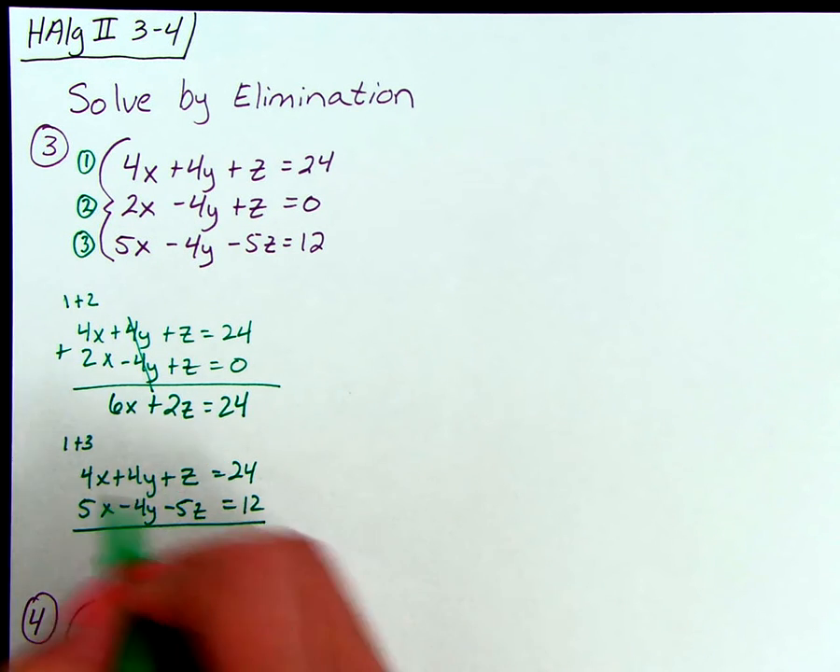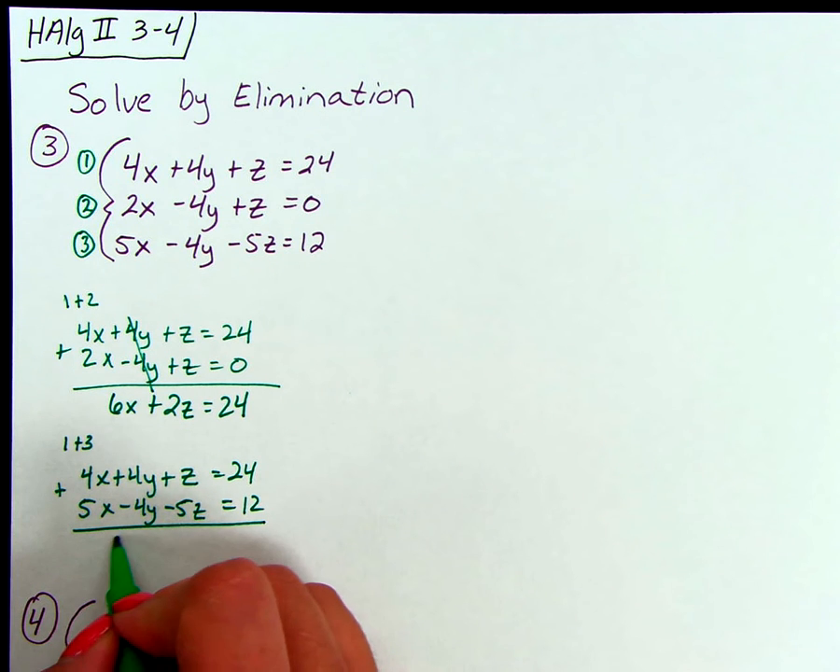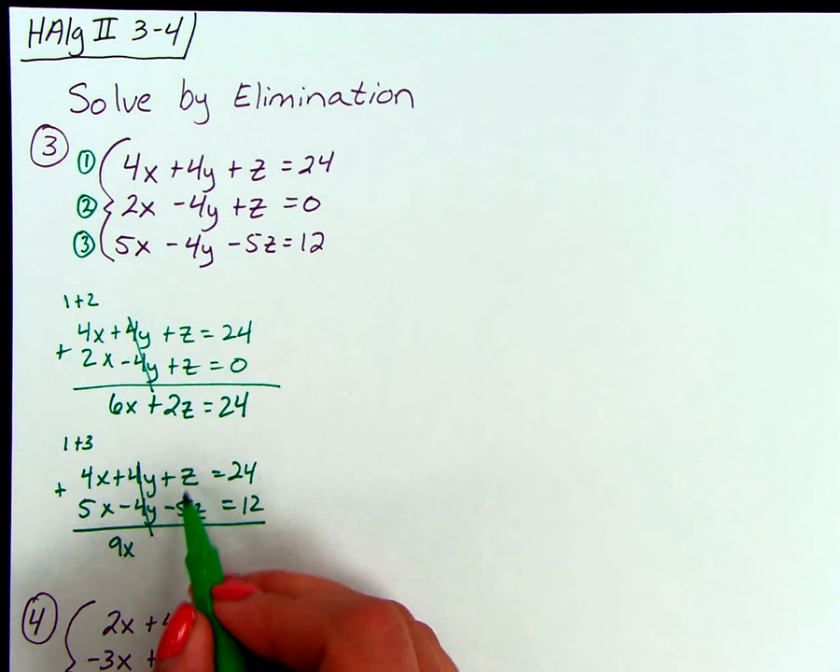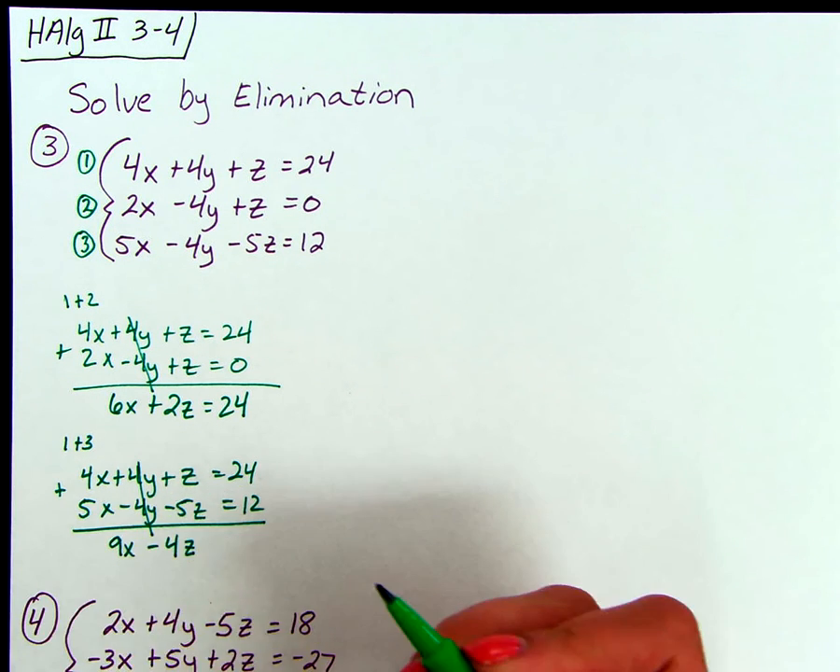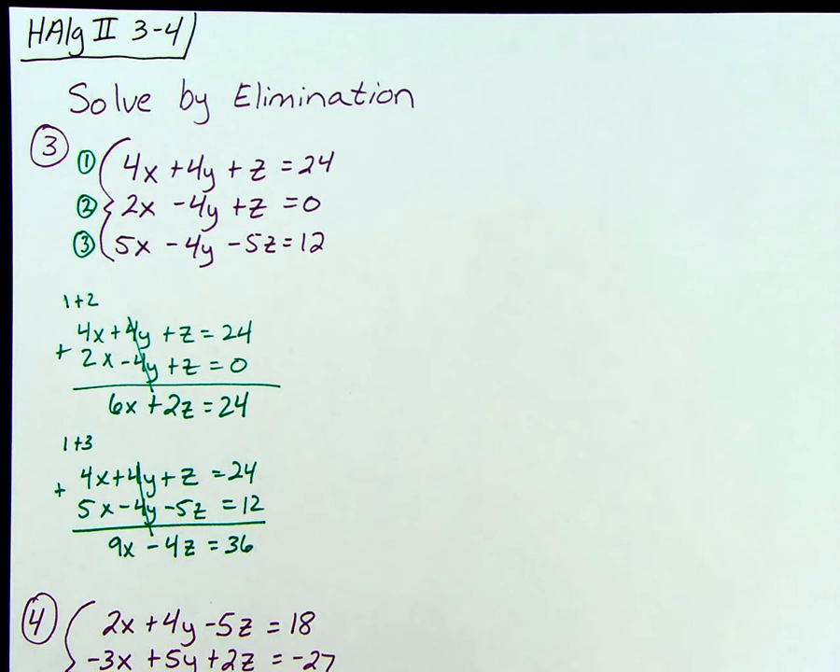So again, we're going to add those together. So we would have 9x. Again, my y's cancel out. And then z plus -5 is -4z. And 24 plus 12 is going to be 36.